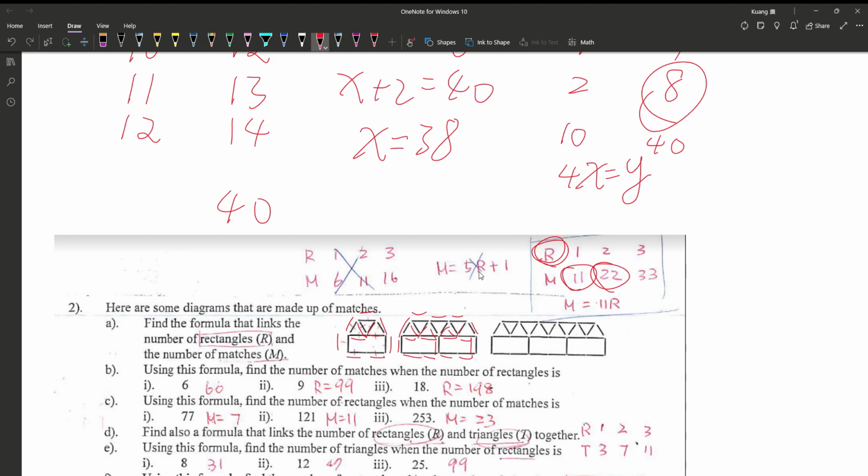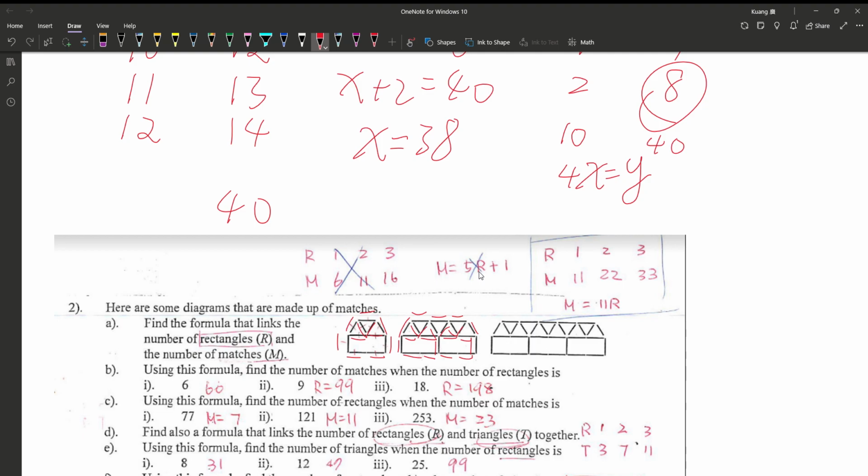So you notice the relationship between R and M. You just multiply R by 11, you will get the number of matches. So the relationship is M equals 11R.